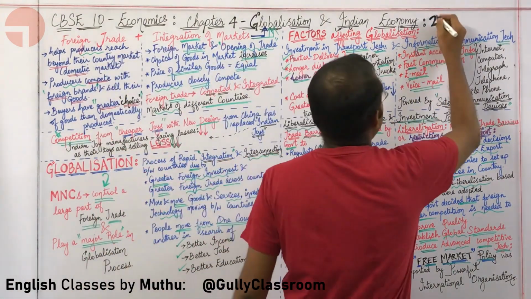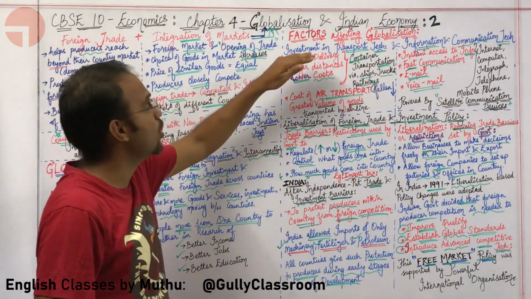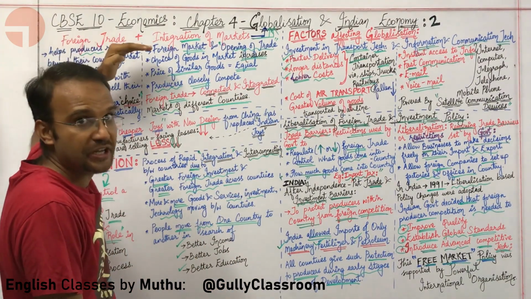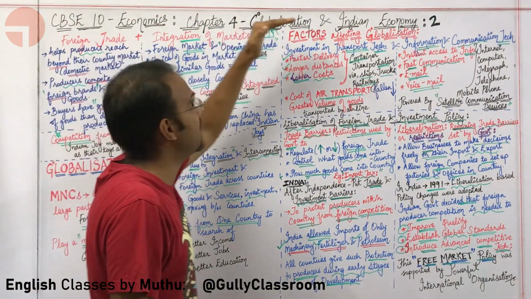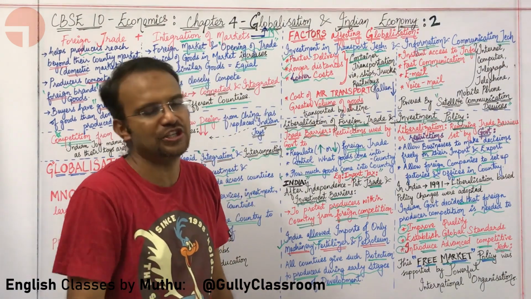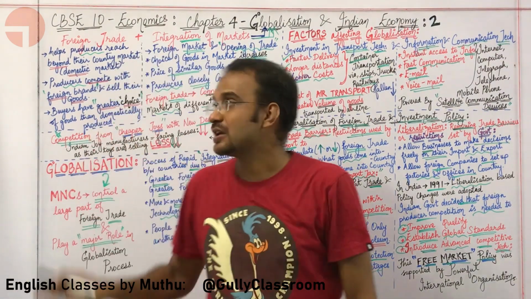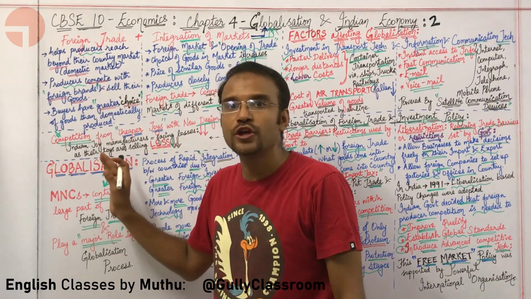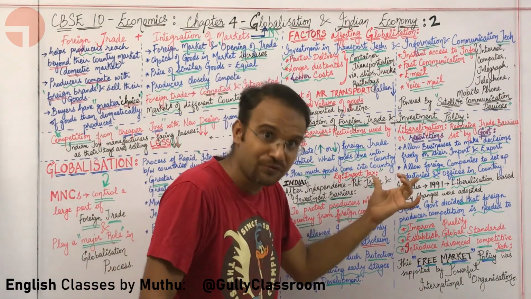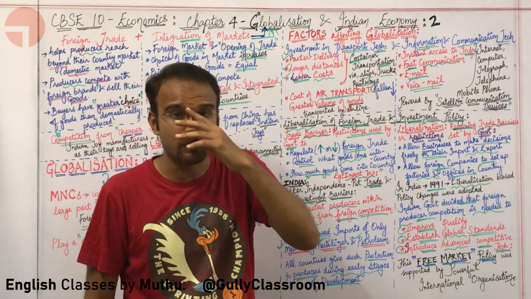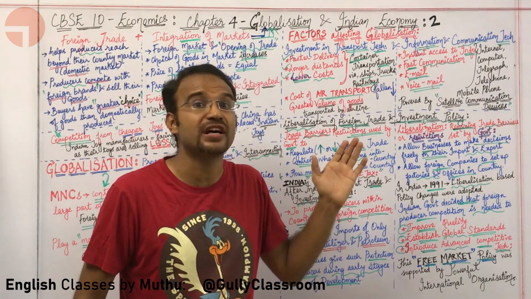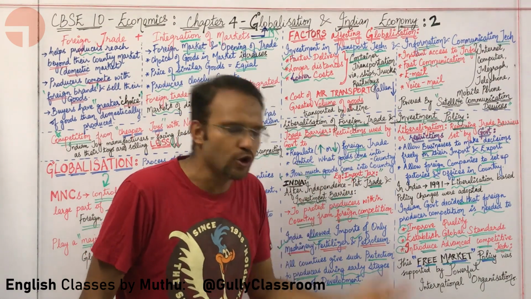This is the second lecture in the chapter Globalization and Indian Economy, CBSE 10th Standard Economics chapter 4, taken in English. Let us look at what we are going to learn. We are going to learn about what globalization is and what the different factors affecting globalization are.